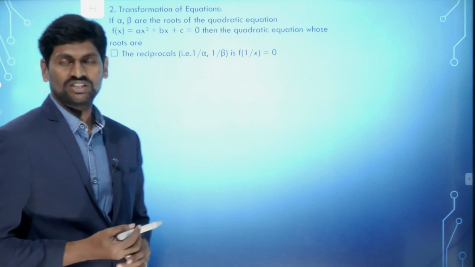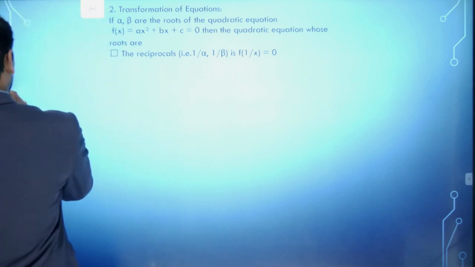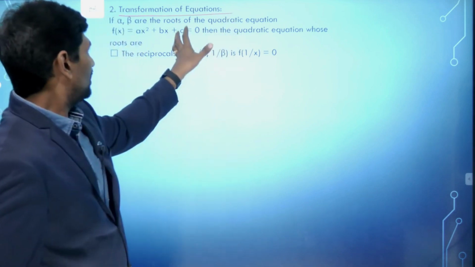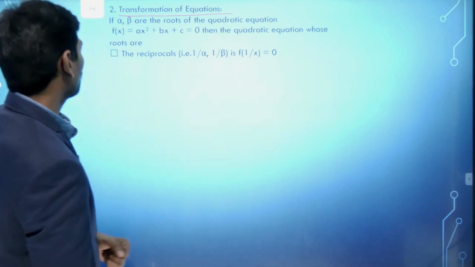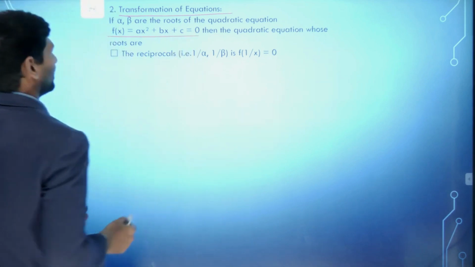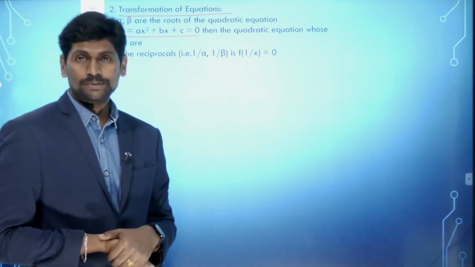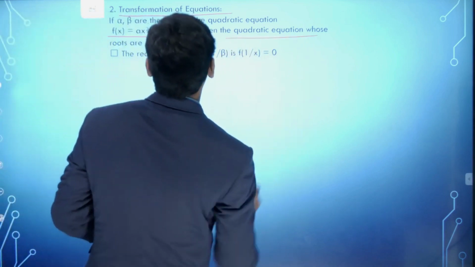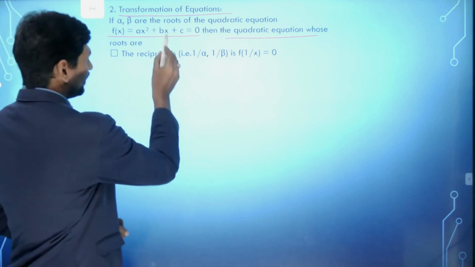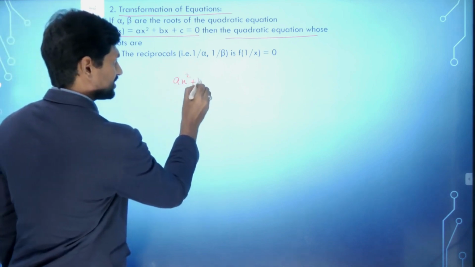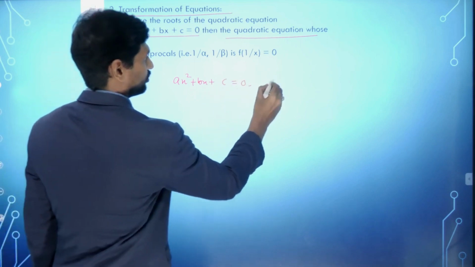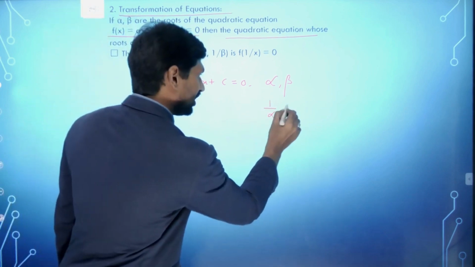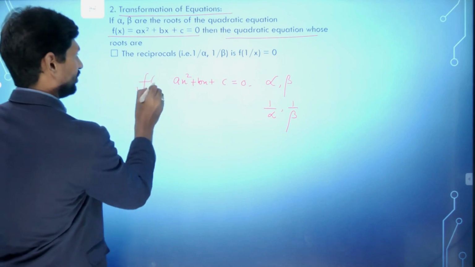Next, transformation of equations. If alpha comma beta are the roots of a quadratic equation, the quadratic equation is given like this: F of x equals to ax square plus bx plus c equals to 0. Nothing but its general form only. And then the quadratic equation whose roots are, that means for this general form, ax square plus bx plus c equal to 0, here roots are alpha comma beta. In case roots are 1 by alpha and 1 by beta.